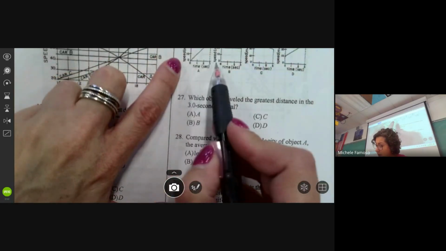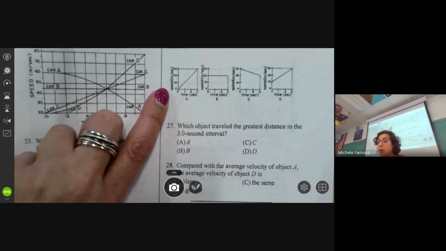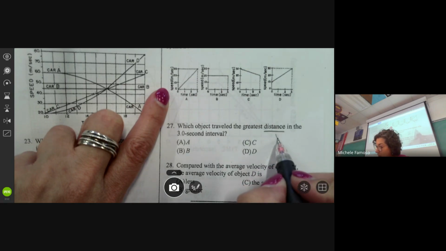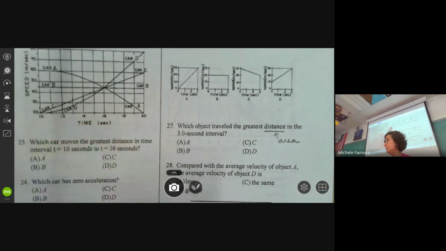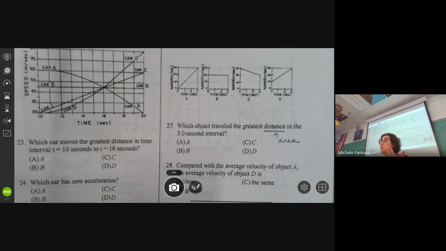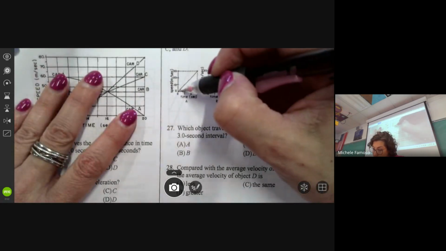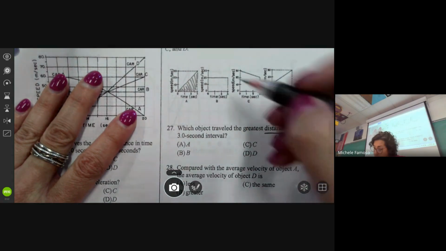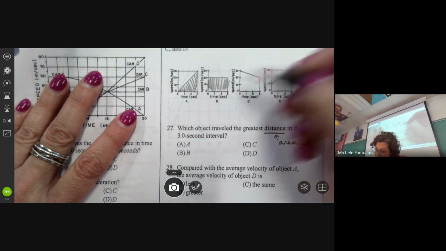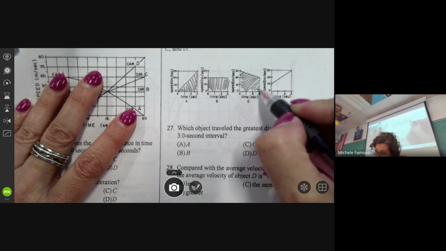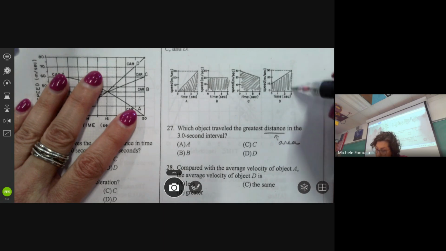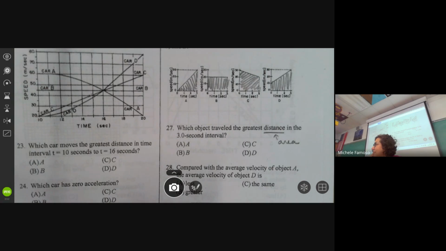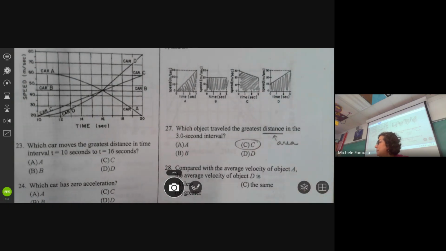Okay, notice that these are all speed time graphs. You could calculate the distances, but that takes a lot of time and you don't need to do that. Remember that distance on a graph of speed time is the area. So what I want to do is just shade in these areas. If I want the greatest distance, I want the biggest area, the biggest shape. So let's shade them in. There's a triangle, rectangle, trapezoid, trapezoid. Which of those is the biggest? C. You see that's the biggest shape? Therefore, that's the greatest distance.